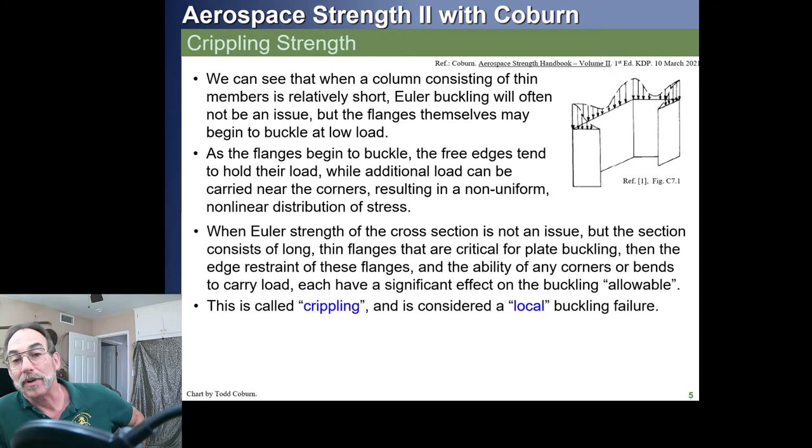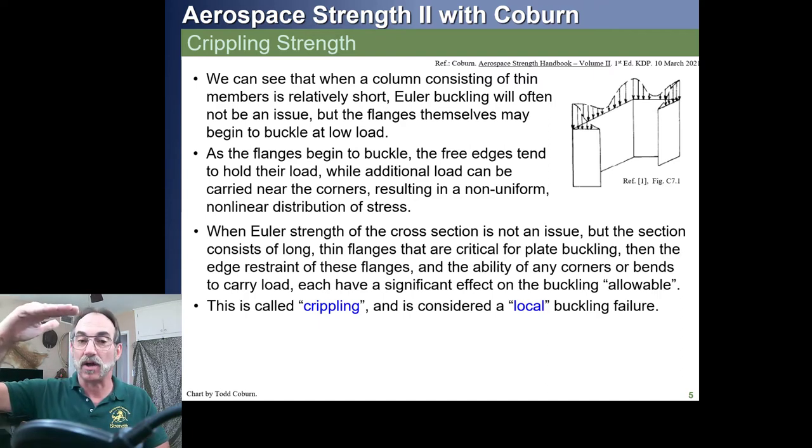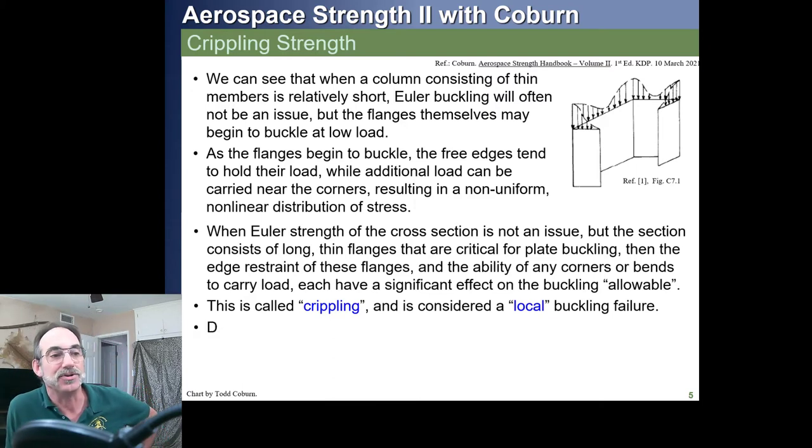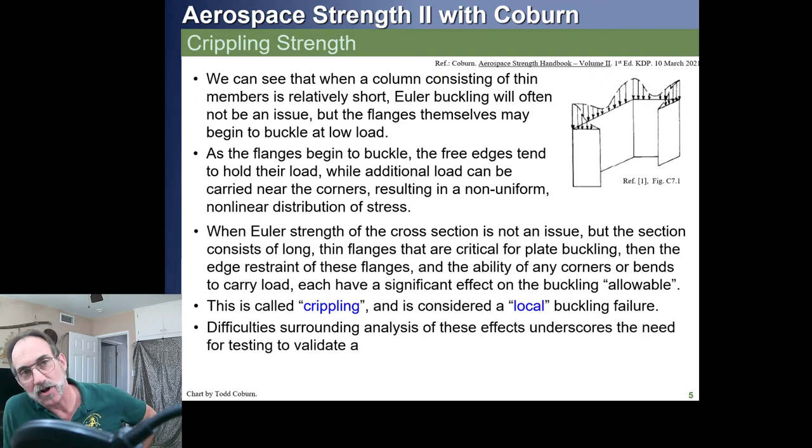This is called crippling. It's called a local buckling failure because those flanges are what's buckling, not the overall section as a whole, but each flange individually, it becomes unable to sustain the load. This is what we call crippling or local buckling, and it is called a corner effect.